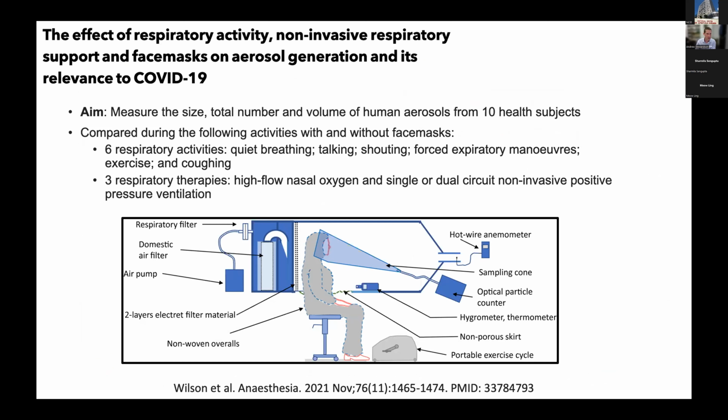They compared findings in the 10 healthy subjects with and without face masks. And so the respiratory activities that they did were quiet breathing, talking, shouting, forced expiratory maneuvers, exercise and coughing. And the 3 respiratory therapies were high flow nasal oxygen and non-invasive positive pressure ventilation, 2 different types, single or dual circuit. And below is a schematic to show the setup that they used to do this experiment.